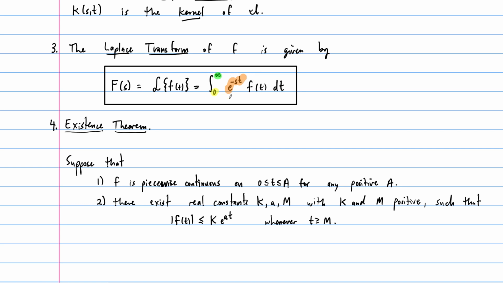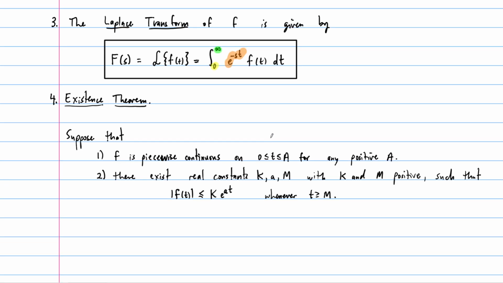So again, we're looking at this improper integral as t approaches infinity. All we're saying is that f grows less than exponentially as t approaches infinity. That is a restriction, but it's not a huge restriction. We'll see that most of the functions that we care about are going to obey this property.